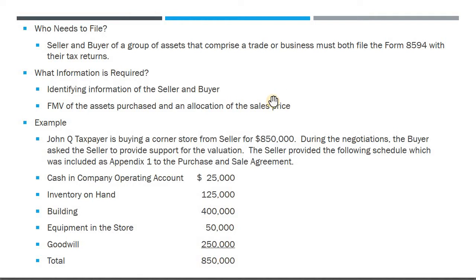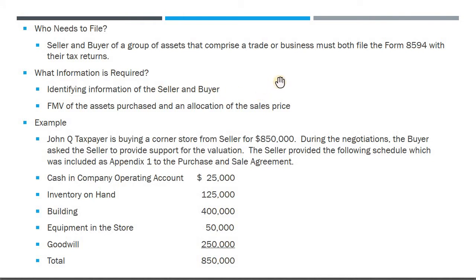Okay, so what information is required? Well, the first one is you need the identifying information of both the seller and the buyer. So on the form that you file with your tax return, you do have to include your information, obviously, because it's going with the tax return, but you also have to include information on the other party to the transaction. So if the seller is filing his tax return, his 8594, he needs to include information on the buyer. And so the IRS uses this to match up within their systems, right? So each party needs to file the form.